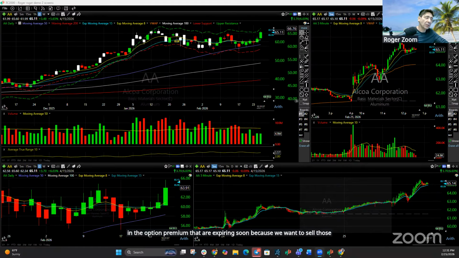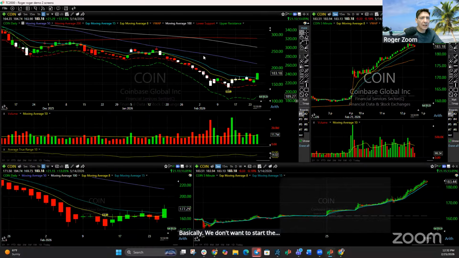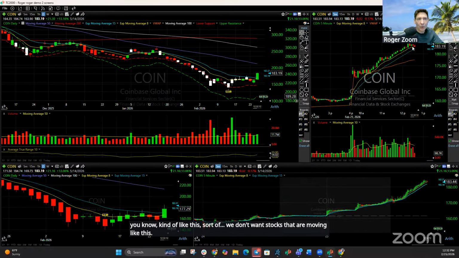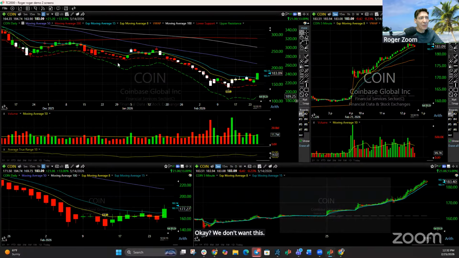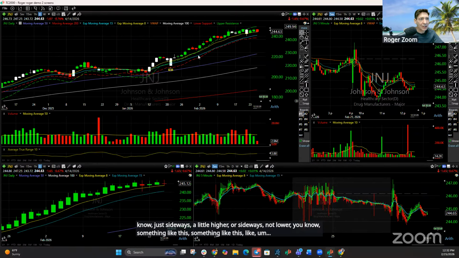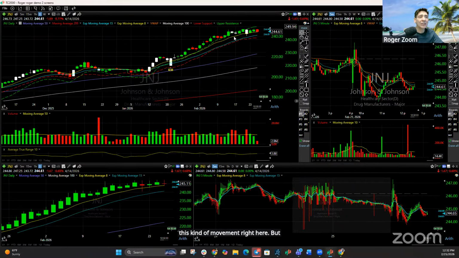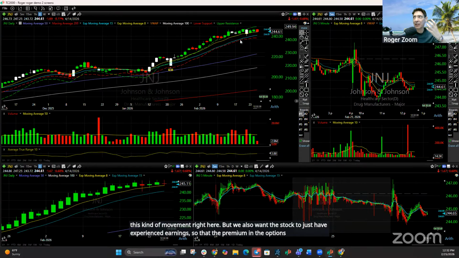Okay. So I want to explain this to you. Basically we're looking for stocks that are moving like this, or we don't want stocks that are moving like this. We don't want this. We don't want that. We want something like this, just sideways, a little higher or sideways, not lower, like Johnson and Johnson, maybe this kind of movement right here. But we also want the stock to have just experienced earnings so that the premium in the options is expensive, and you'll understand why in a minute.